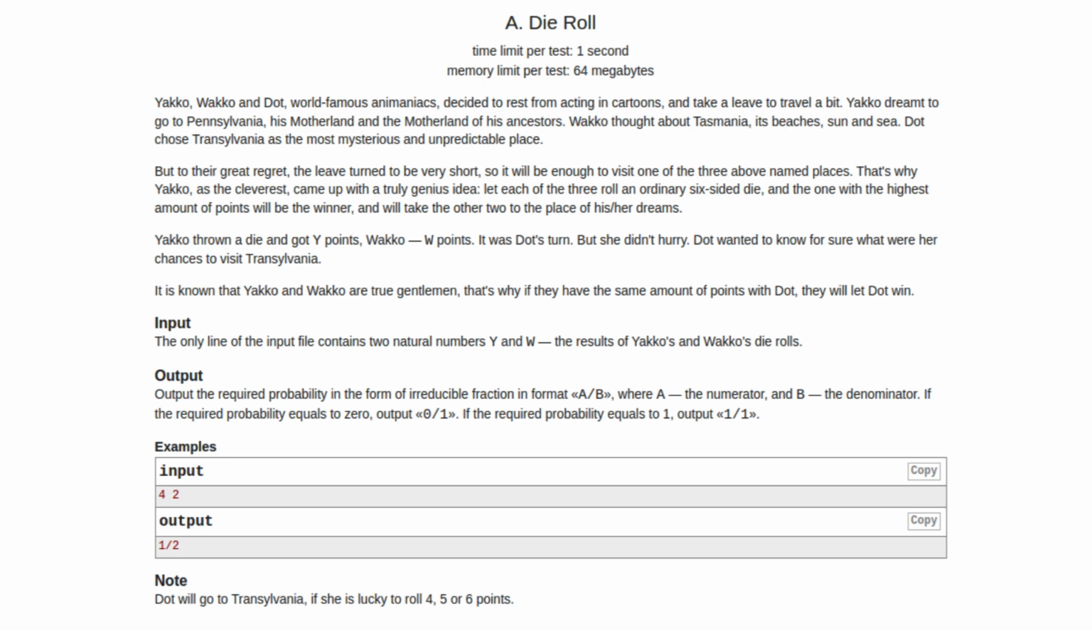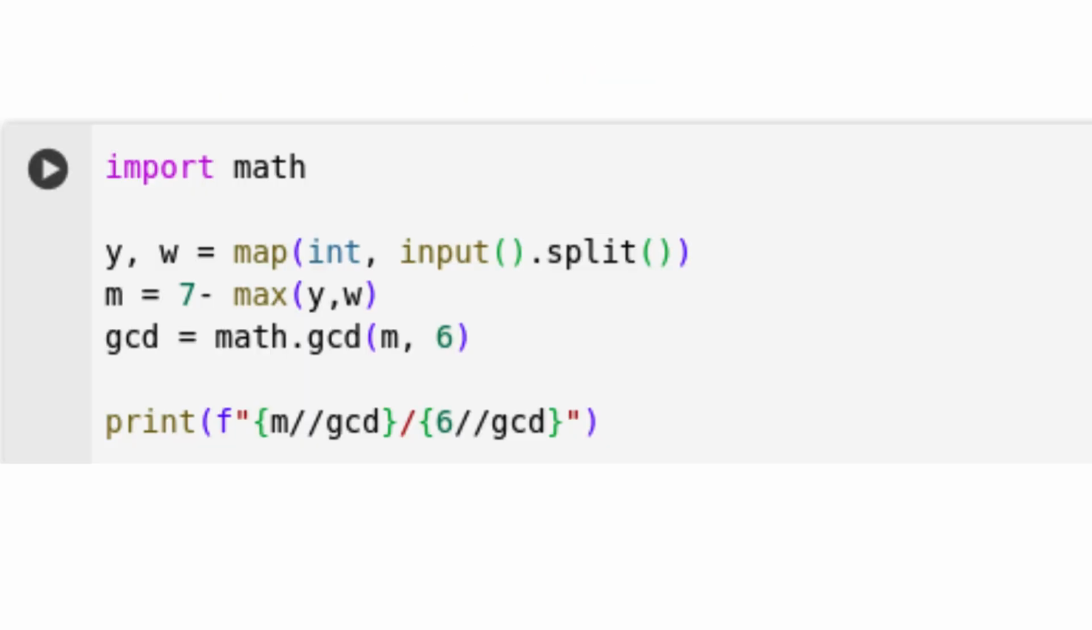Now let's take a look at the Python solution. Here's the code. Let's break it down. 1. The input function reads 2 integers separated by a space. We use map(int, input().split()) to split and convert them to integers. 2. max(y, w) determines the largest of the 2 numbers.